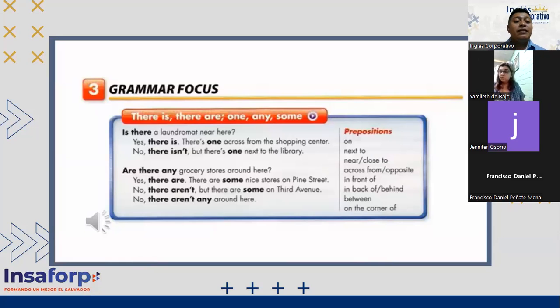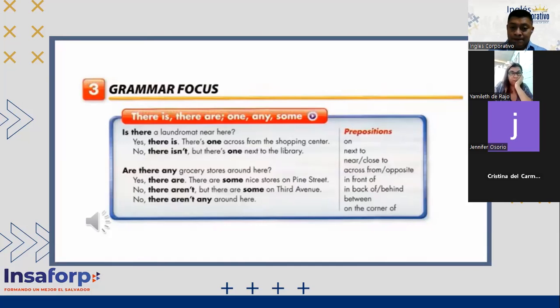Next to, what is the meaning of next to? Do you remember next to? Help me to remember next to. Después de. Okay, yes, next to means a la par de, near or close to. Cerca de, perfect.